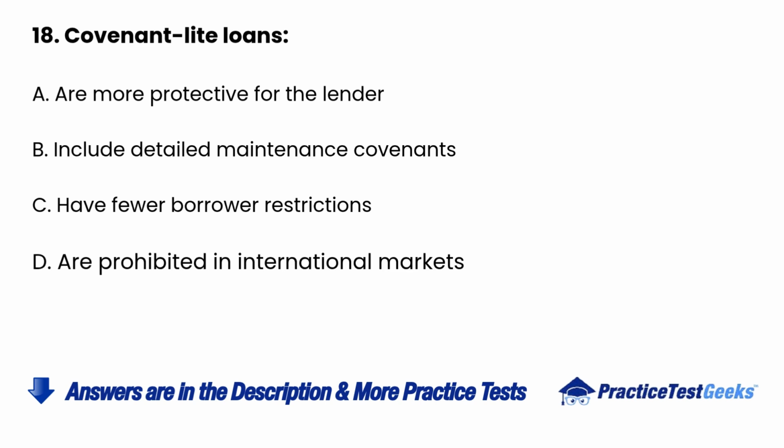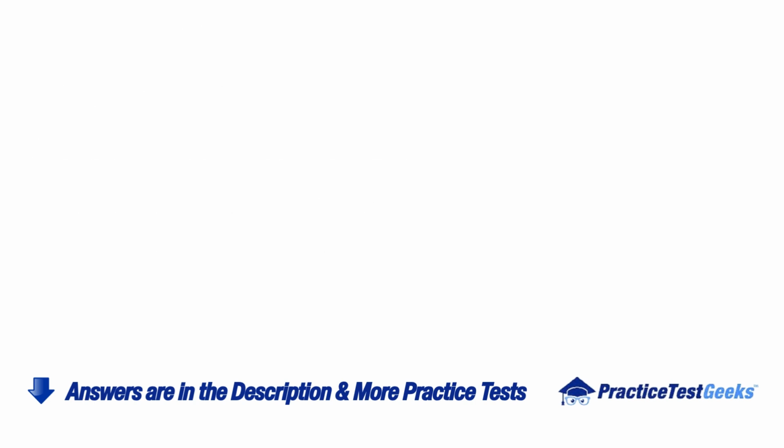18. Covenant-light loans: A. Are more protective for the lender. B. Include detailed maintenance covenants. C. Have fewer borrower restrictions. D. Are prohibited in international markets.